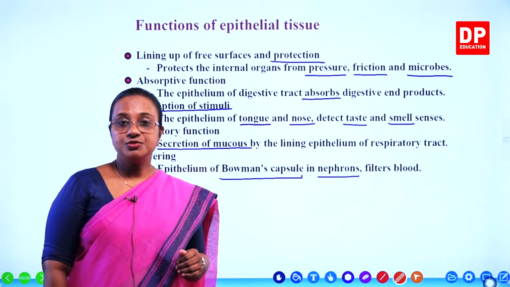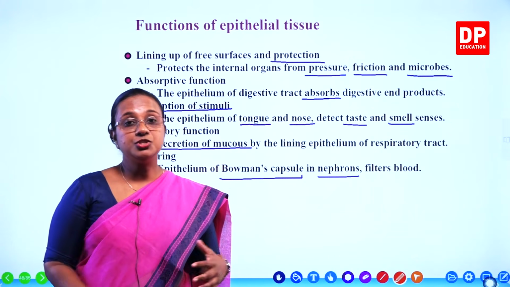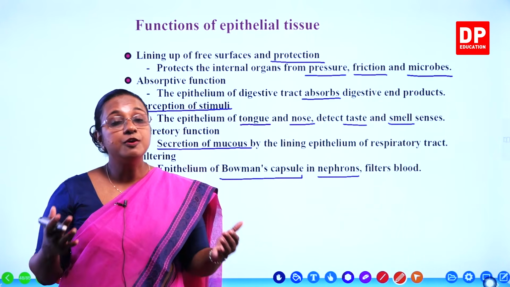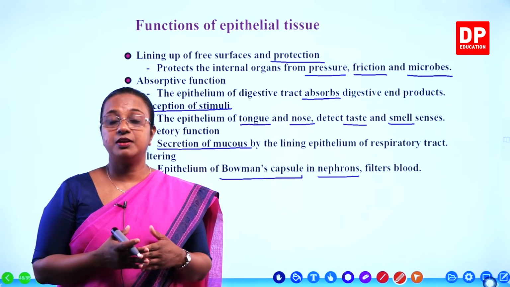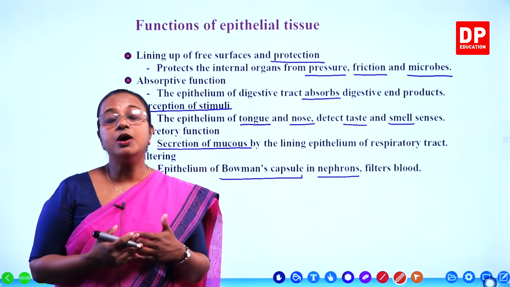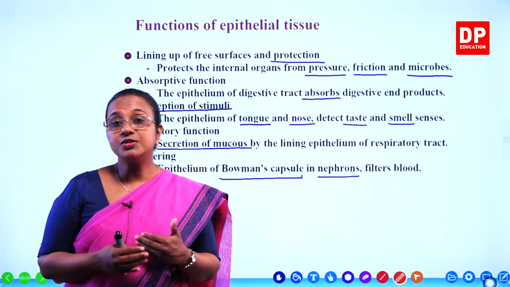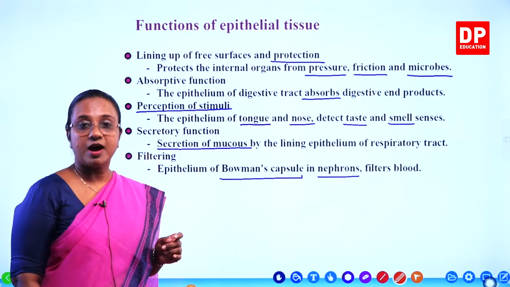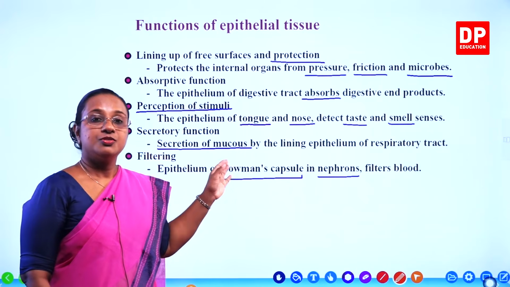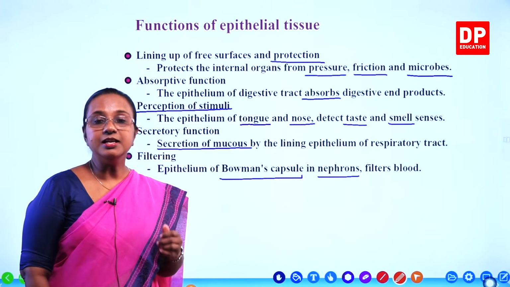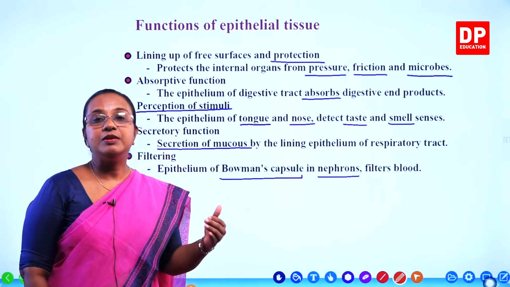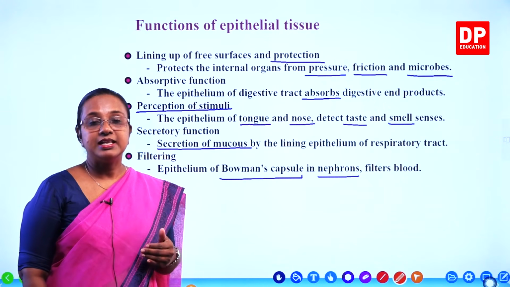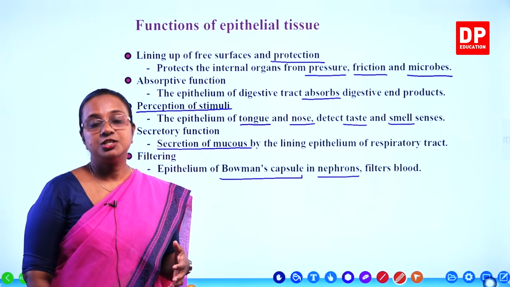So you can see, students, epithelial tissue lines the internal and external free surfaces of different organs as well as the organism. And because of that, it can perform many different functions. So that is the epithelial tissue. Now we will move on to the next type of tissue, that is the connective tissue.